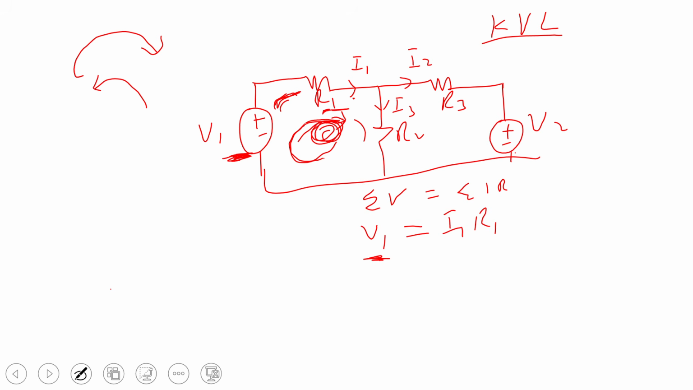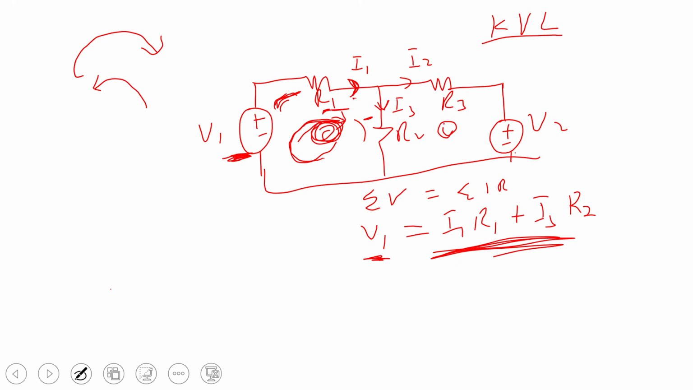And I'm saying I1 R1 because I'm going clockwise and I'm following the direction of this I1. So it's I1 R1 plus, then here also you can see that I'm going clockwise and I'm following the direction of I3. So it's going to be I3 R2. So basically this is how we consider a loop in Kirchhoff voltage law.